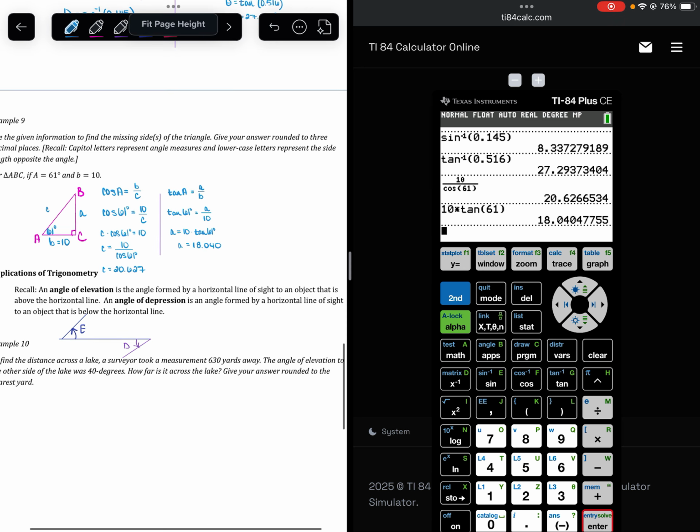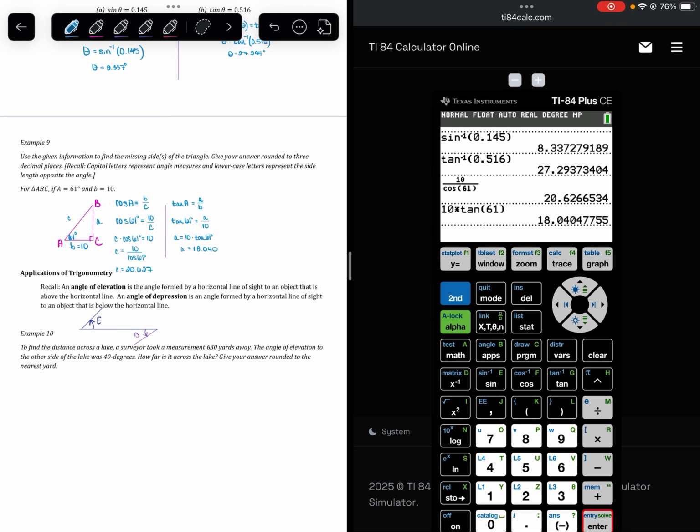All right, example 10. To find the distance across a lake, a surveyor took measurements 630 yards away. The angle of elevation to the other side of the lake was 40 degrees. How far is it across the lake, rounded to the nearest yard?